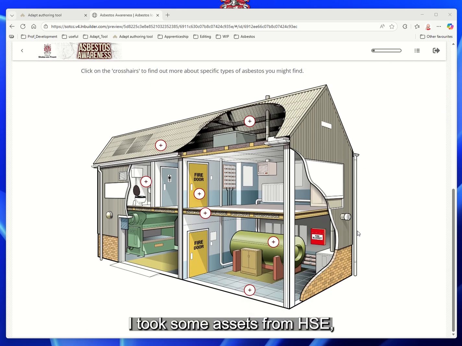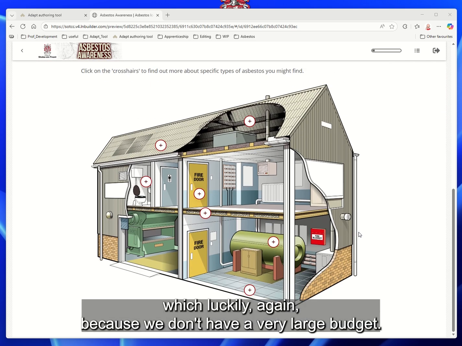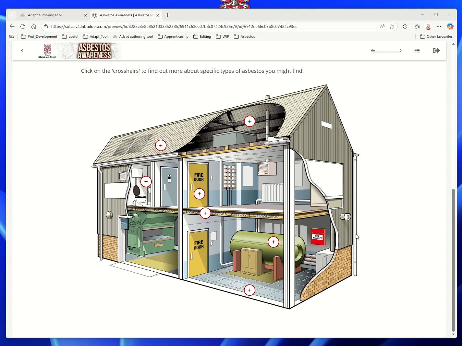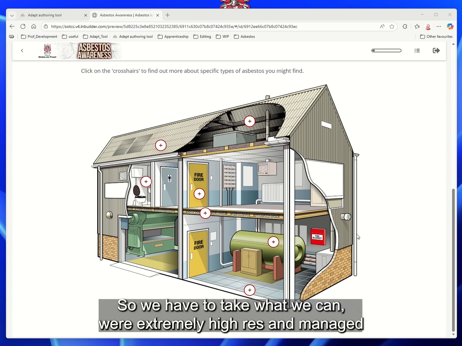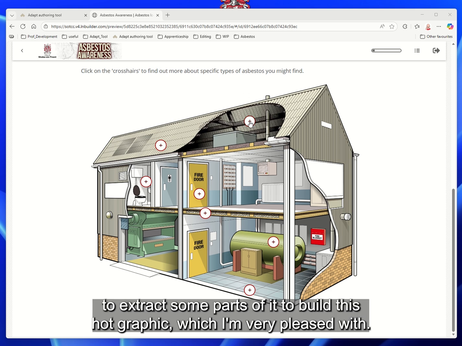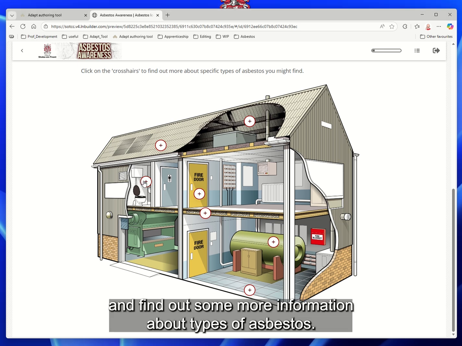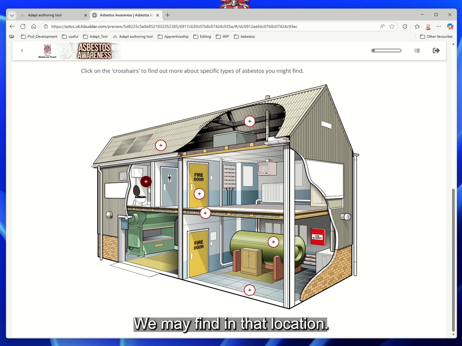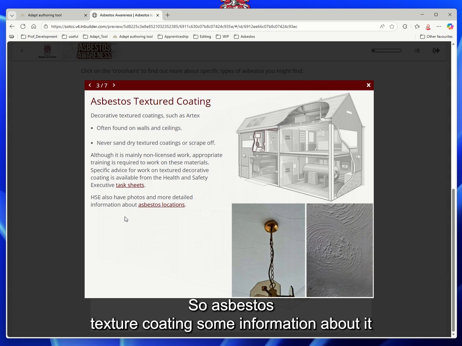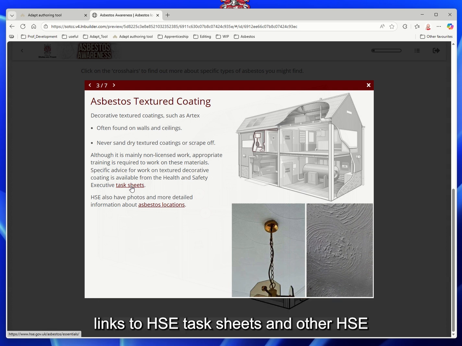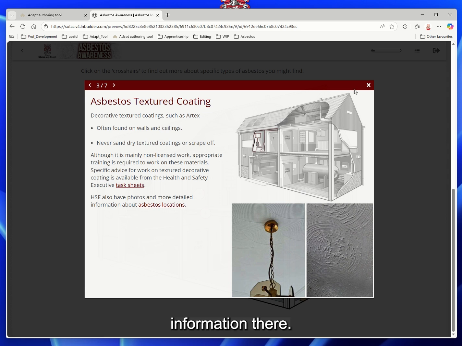I took some assets from HSE, which luckily, again, because we don't have a very large budget, so we have to take what we can, were extremely high res, and managed to extract some parts of it to build this hot graphic, which I'm very pleased with. So we can click on an area of this industrial building and find out some more information about types of asbestos we may find in that location. So asbestos texture coating, some information about it, links to HSE task sheets and other HSE information there.